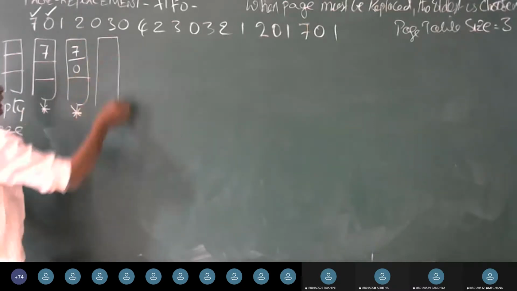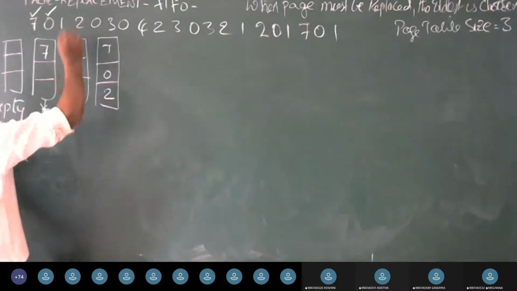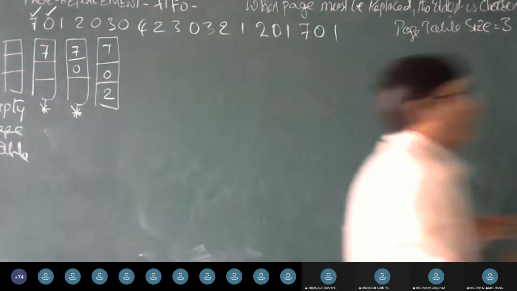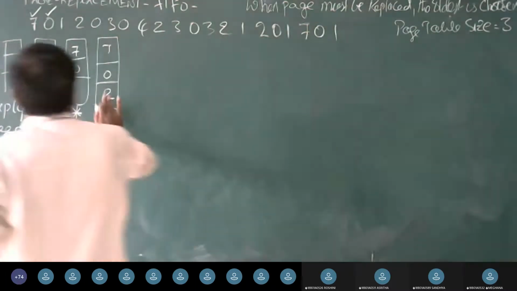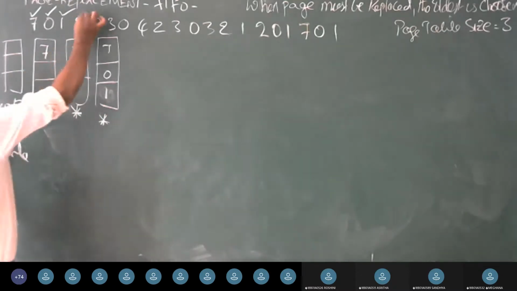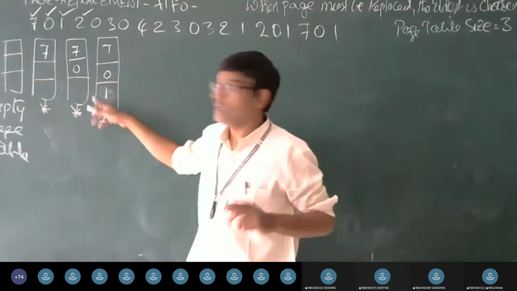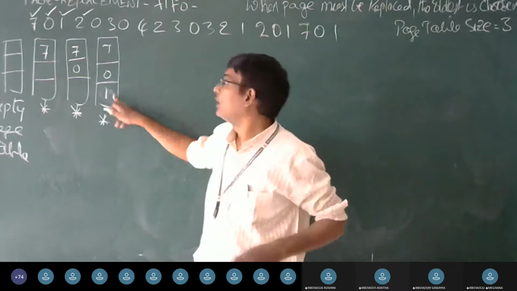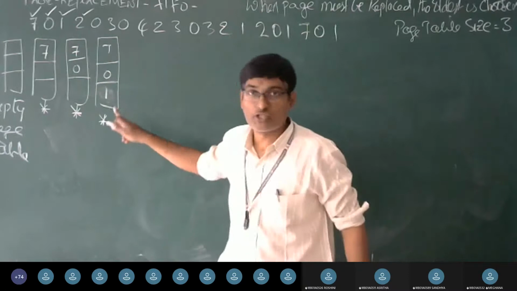After that, we have one more item: 7, 0, 1. Here we have one more page fault. Next comes 2. Earlier the page table was empty, but now you can see the page table is full. Now the next page has to be accommodated into the page table.